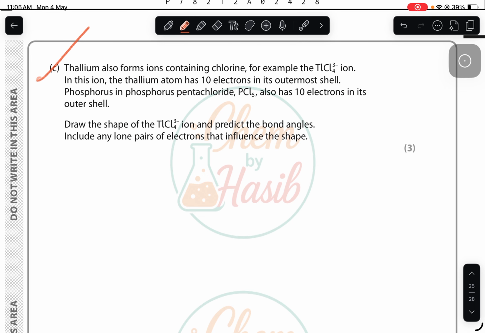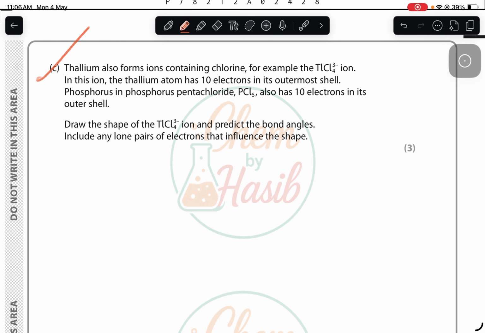It says thallium also forms ions containing chlorine, for example, the TlCl4 3- ion. In this ion, thallium has 10 electrons in its outermost shell. So they have already told you that thallium has 10 electrons in the outermost shell. Now phosphorus in phosphorus(V) chloride also has 10 electrons in its outermost shell. Okay. Draw the shape of the TlCl4 3- ion and predict the bond angle.